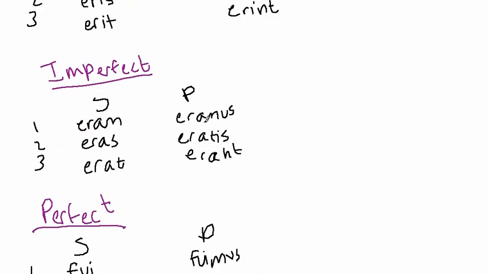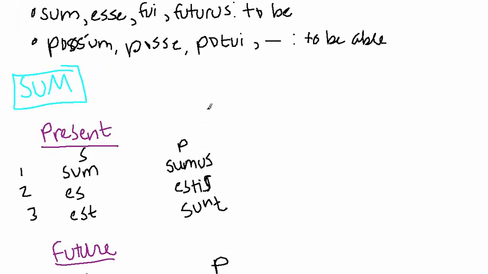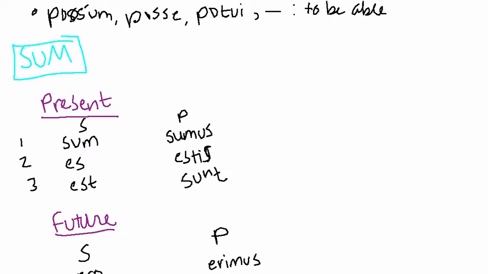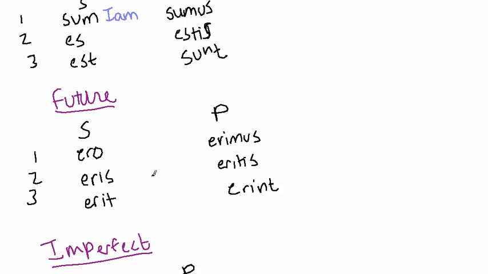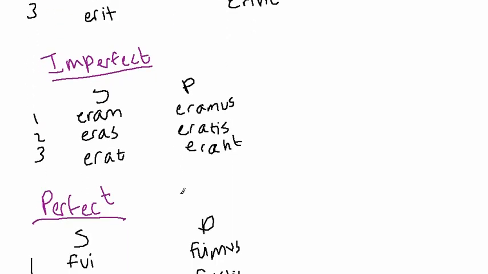Let's just go to the beginning, and I'll translate the first person singular. This should be translated as, let me use a different color that will show up better, I am. And then the future will be I will be. I'm just doing the first person singular so you get the idea.